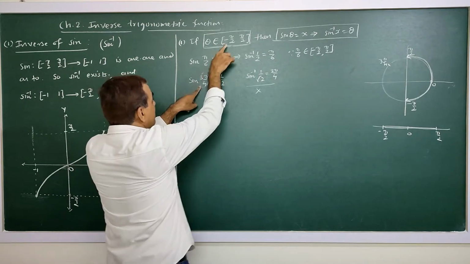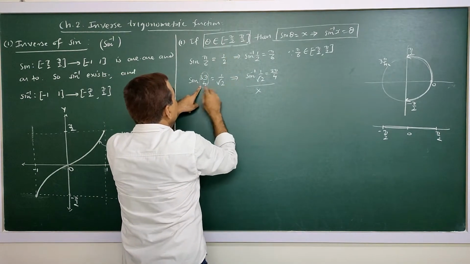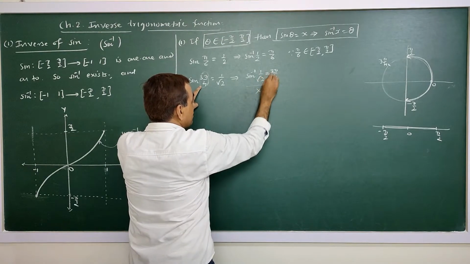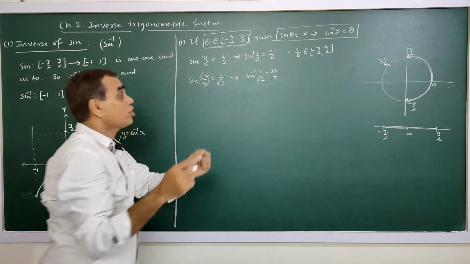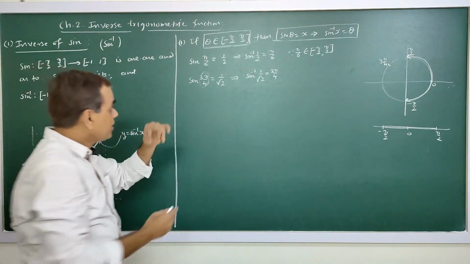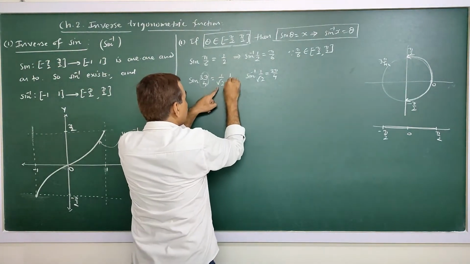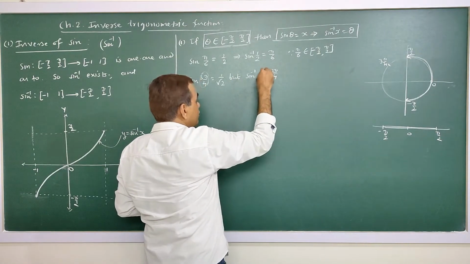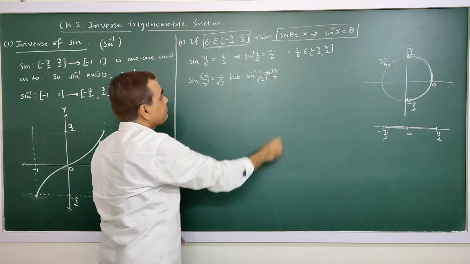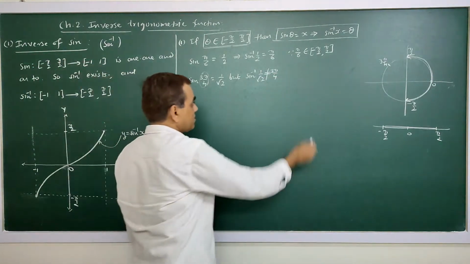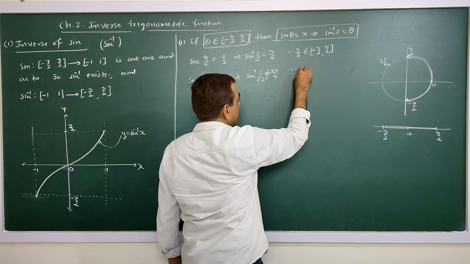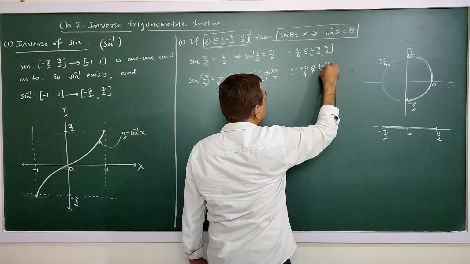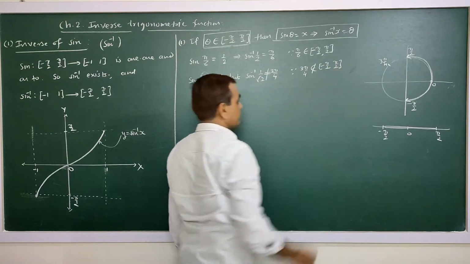So because 3 pi by 4 does not belong to this interval, sine inverse 1 by root 2 equal to 3 pi by 4 is not true. So here I am putting the statement: sine 3 pi by 4 is 1 by root 2, but sine inverse 1 by root 2 is not equal to 3 pi by 4, because 3 pi by 4 does not belong to minus pi by 2 to pi by 2.